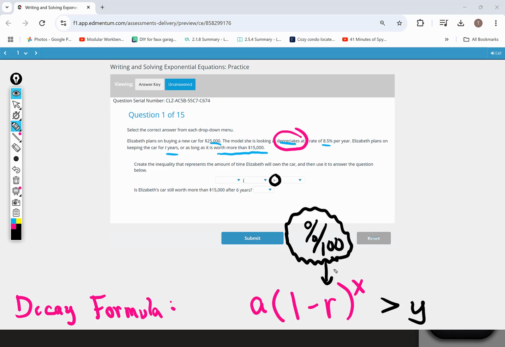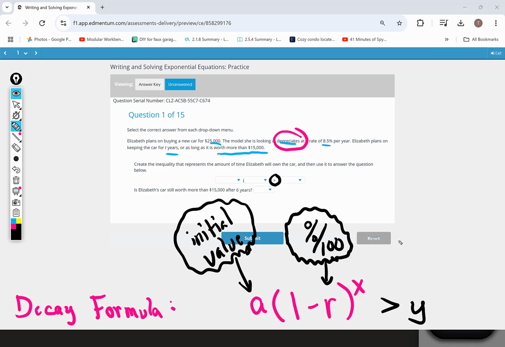R is just the percentage divided by 100. A is going to be our initial value. And then X, not always, but X is the time variable. Typically in these exponential problems, X ends up representing some unit of time. It's really the independent variable, and time just happens to be the independent variable in most cases.